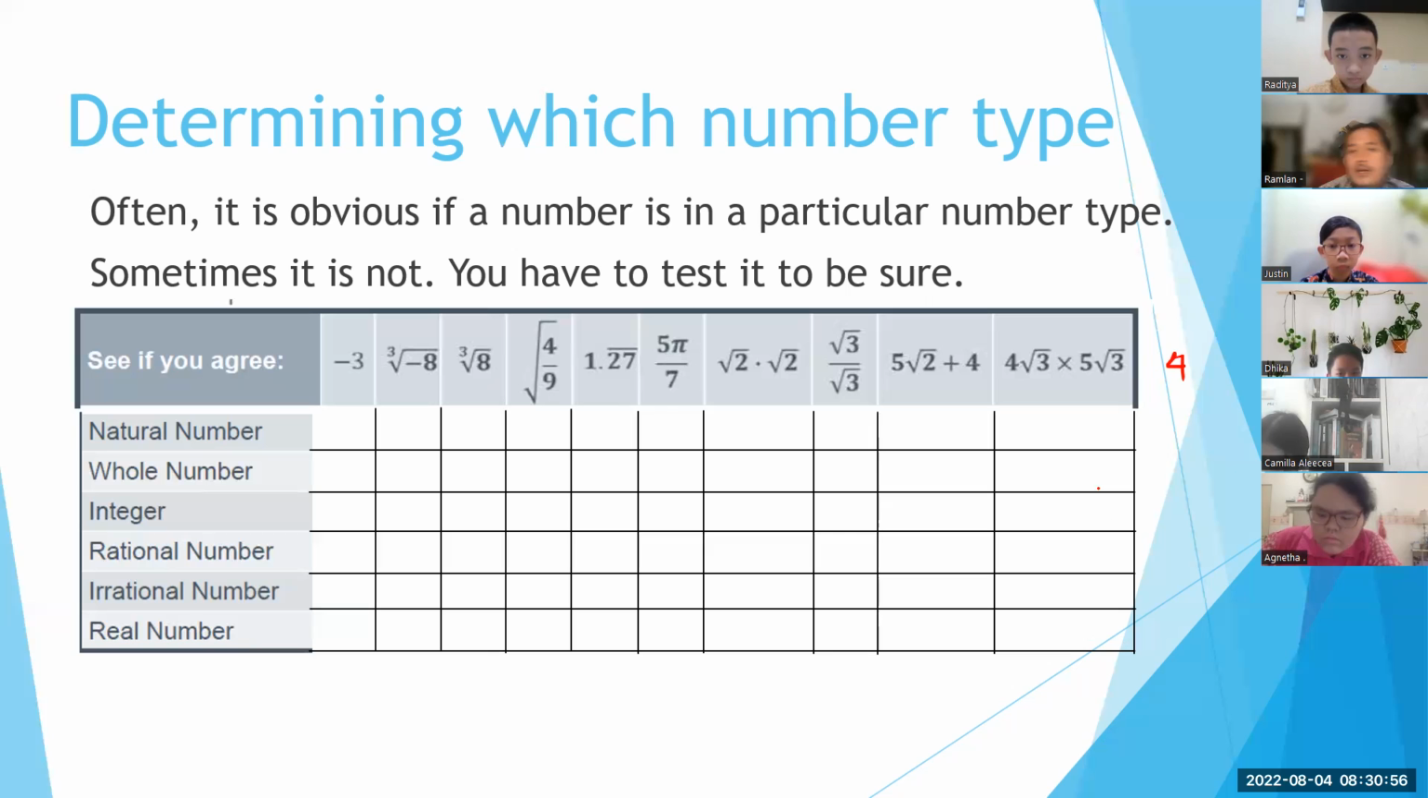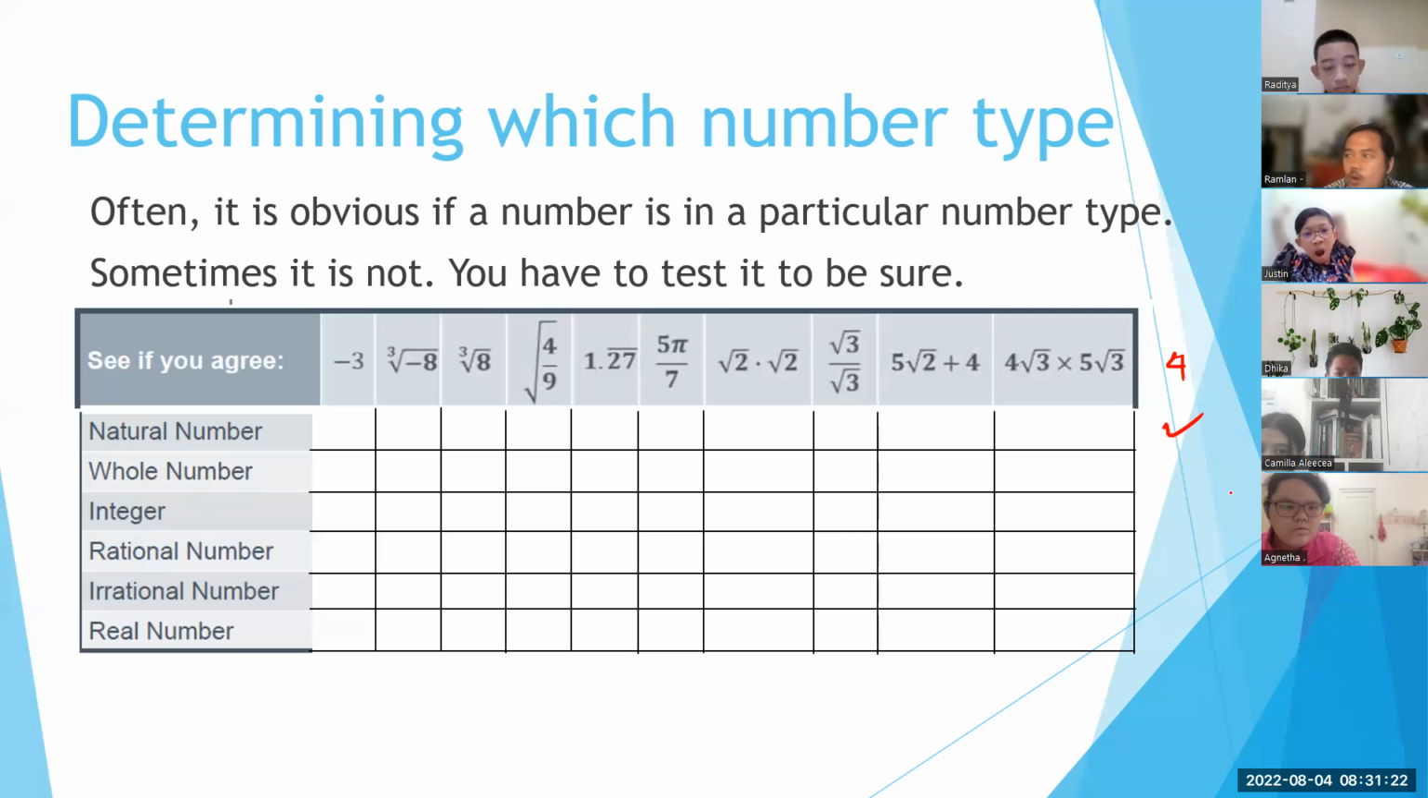Okay, 4. Is this number included in natural number? Yes or no? Yes or no, guys? Hello? Halo, ha? Gak ada yang jawab? Yes. Yes, ya. Because we know that natural numbers come from 1, 2, 3, 4, 5, 6. Oh ya, berarti natural number. So you checklist that natural number. Ya kan, natural number kan?